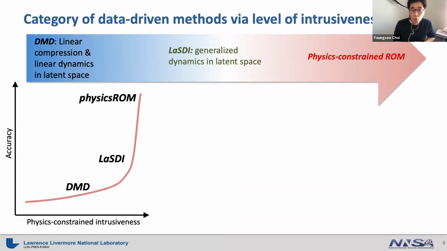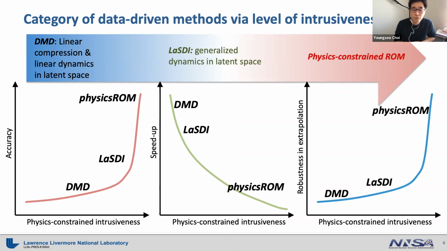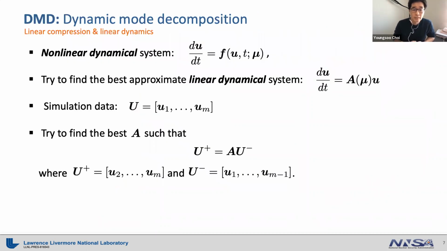All right, roughly speaking, more intrusiveness means more accuracy. So the intrusive reduced order models are more accurate than the DMD or LaSDI approach if the same amount of data are used. On the other hand, more intrusiveness means less speed up. So the DMD or LaSDI methods are faster than the intrusive physics ROMs in general. Also, the physics-constrained reduced order models are more robust in extrapolation than the DMD or LaSDI models, which will become handy in multi-query applications such as PDE-constrained optimization or uncertainty quantification. All right, let's start to introduce some non-intrusive approaches first.